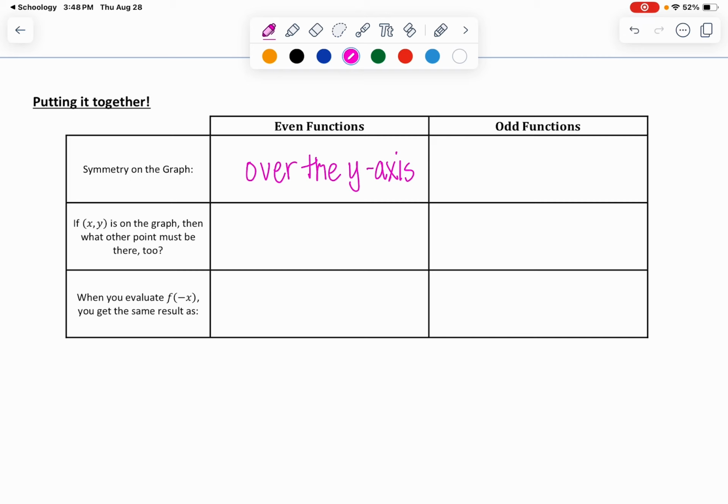Next part, if (x, y) is on the graph, then what other point must be on the graph too? (-x, y). So if right x, up y is on the graph, left x, up y is on the graph. And then when you're evaluating, to figure out if a function is even or odd, what we're going to do is plug in negative x for x. We're going to substitute in negative x for x.